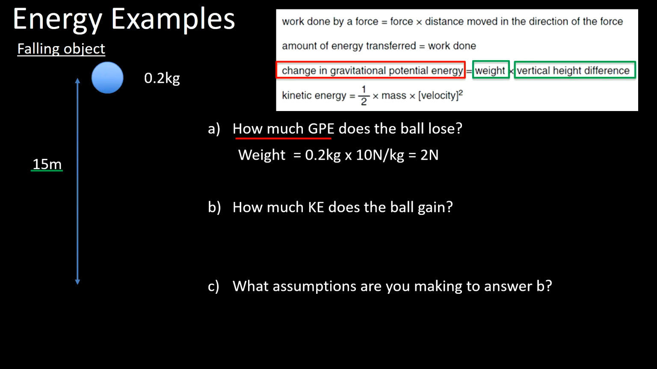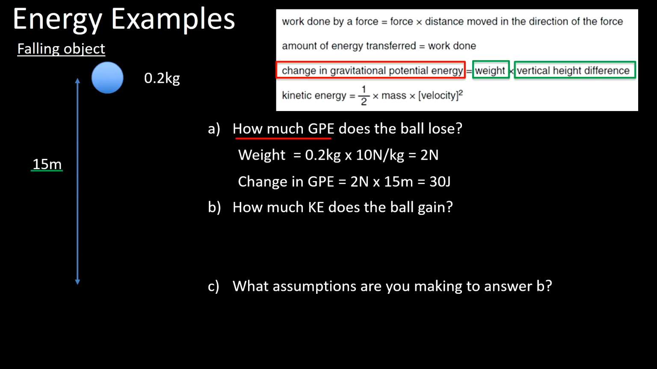So we now have one equation where we know 2 of the things, and we can work out the thing that's missing. We don't even need any rearranging here, so this is nice and straightforward. We take the 2 newtons, multiply it by the 15 meters, and that gives us a change in gravitational potential energy of 30 joules. We know it's a loss because the ball is falling downwards, and an object which falls downwards is losing gravitational potential energy.